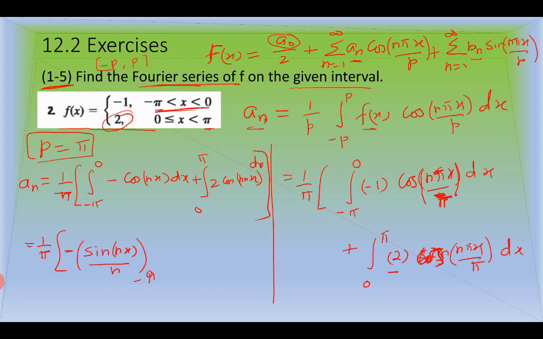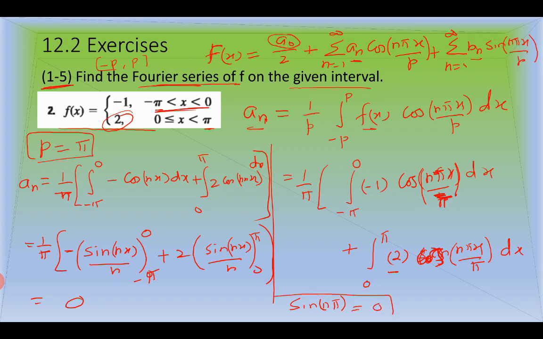From negative pi to 0, plus 2 times 2 is constant. When you integrate cosine, it will be sin nx over n from 0 to pi. Since the integration answer is sin 0 is 0 and sin n pi is 0, all the terms will be 0. And you remember sin n pi, where n is a negative or positive integer, is 0.